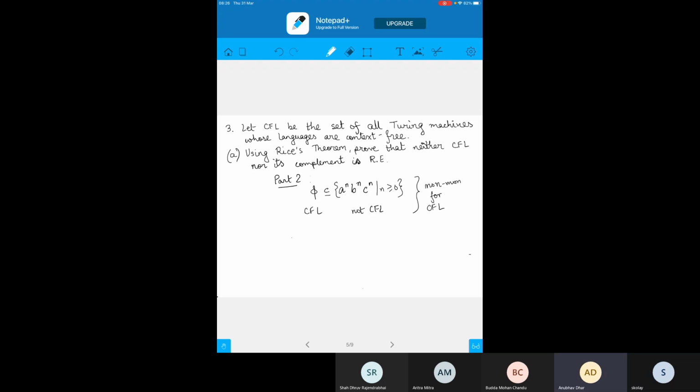And for the complement of CFL, we can take a^n b^n c^n, which is a subset of sigma star. Correct. So this is not CFL and this is CFL, and this shows non-monotonicity for the complement of CFL. Okay, good.